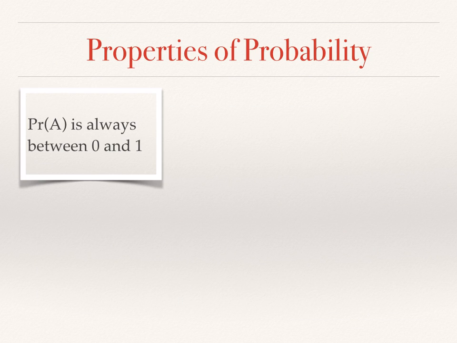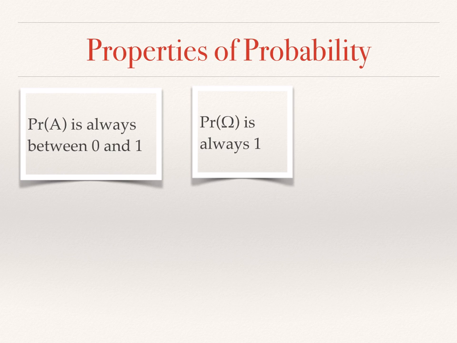So just to recapitulate, we have seen a number of properties of probability. The first property is that the probability of an event A is always going to be between 0 and 1. Probability can never be below 0 and can never exceed 1. Or you can also talk about percentages. So in terms of percentages, the probability of any event A is always going to be between 0% and 100%.